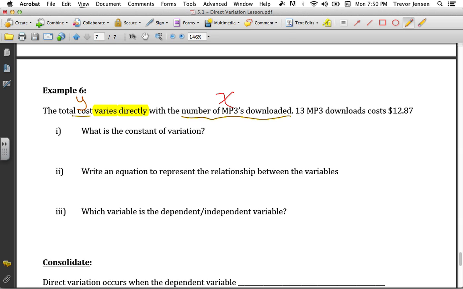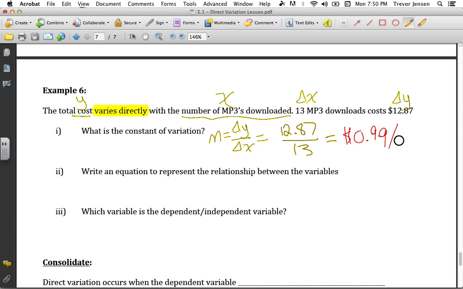Okay, and then it'll give you your change in y and your change in x. So remember, MP3s is your x, so it gives me 13 MP3s. Okay, so that's my change in x, and my cost, my change in y, is 1287 for 13 MP3s. So what is the constant of variation? Remember, constant of variation is your change in y over your change in x. So that is 1287 divided by 13, and that gives you 99 cents per MP3 you download. Okay, so that's the rate of change. That's your constant of variation at 0.99.